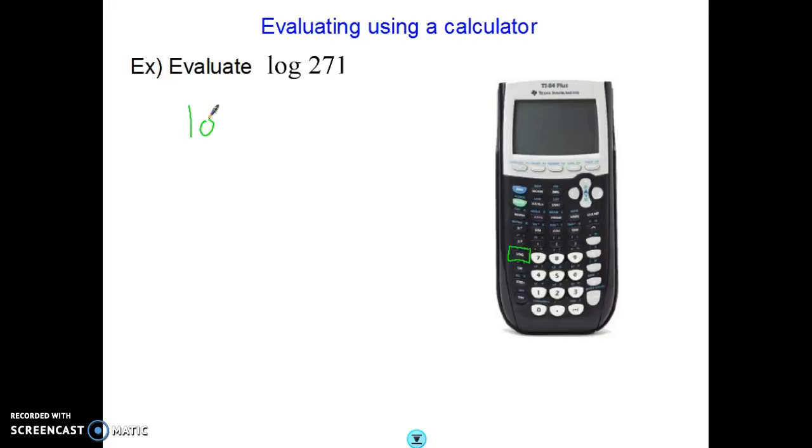When you type it in, it will look like this. Log, it will open the parentheses for you, you type in the number, close the parentheses and hit enter, and when you do so you will get that log of 271 equals about 2.433.